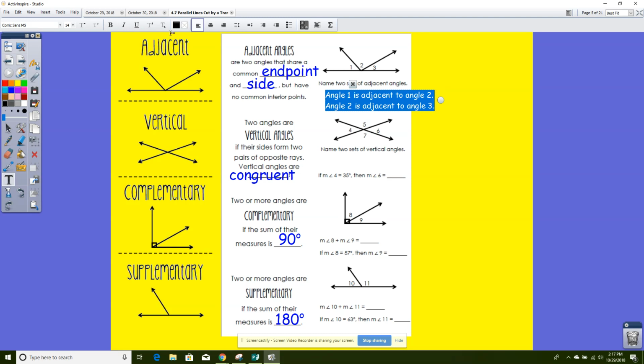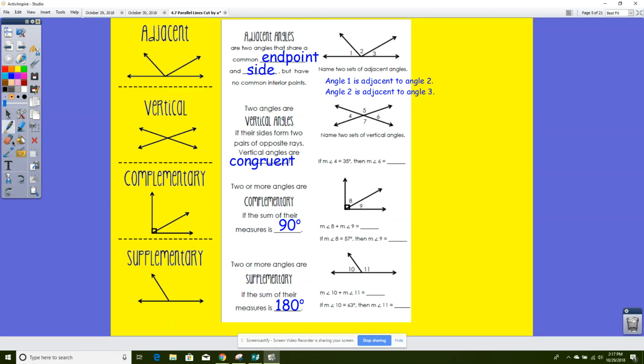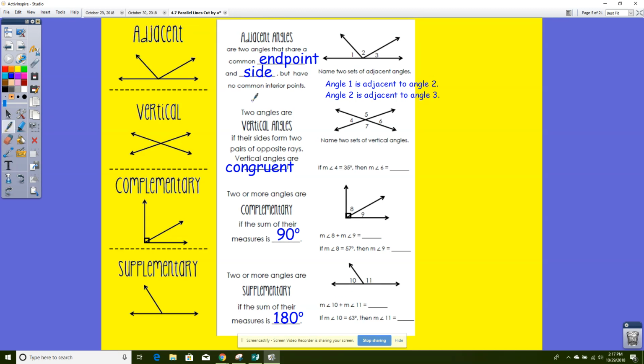Okay, so then we have vertical angles. And vertical angles are on top of each other. So they're vertical. Think of up and down. So two angles are vertical angles if their sides form two pairs of opposite rays. Vertical angles are congruent, which means they measure the same size.